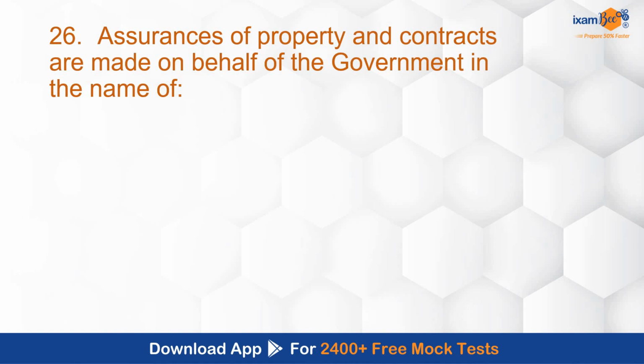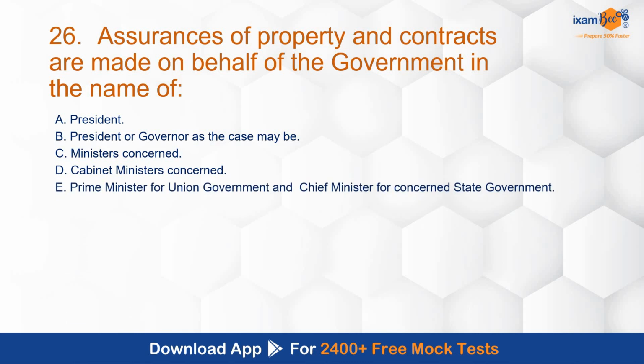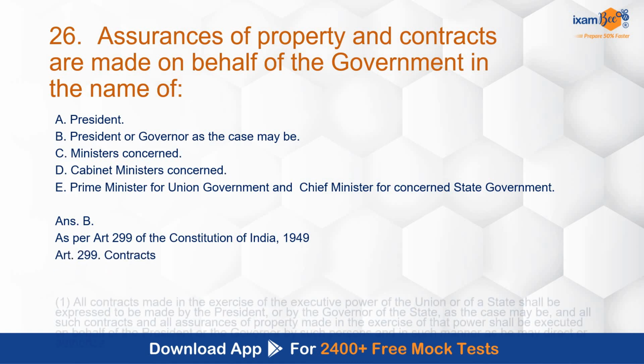Next question 26. Assurance of property and contracts are made on behalf of the Government of India in the name of President, President or Governor, Ministers concerned, Cabinet Ministers, Prime Minister for Union Government and Chief Minister for concerned state government. The correct answer here is B. Assurances of property and contracts are made on behalf of government in the name of President or Governor as the case may be. This is given under Article 299 of the Constitution of India, which talks about contracts.